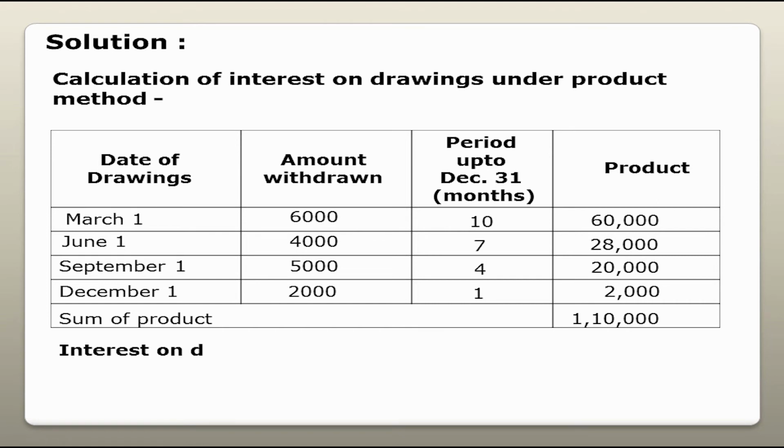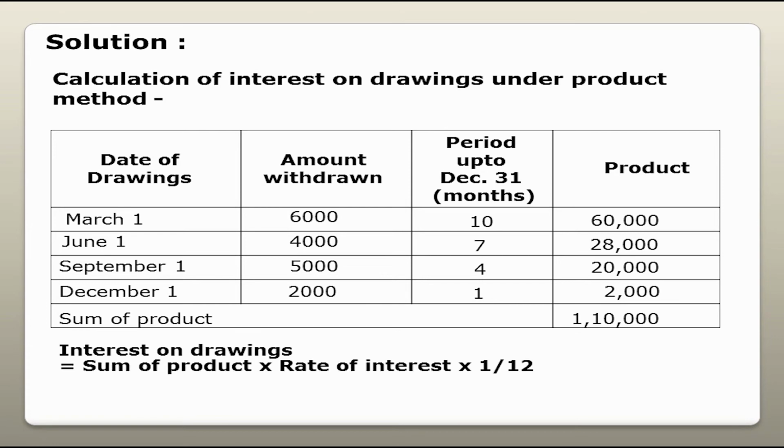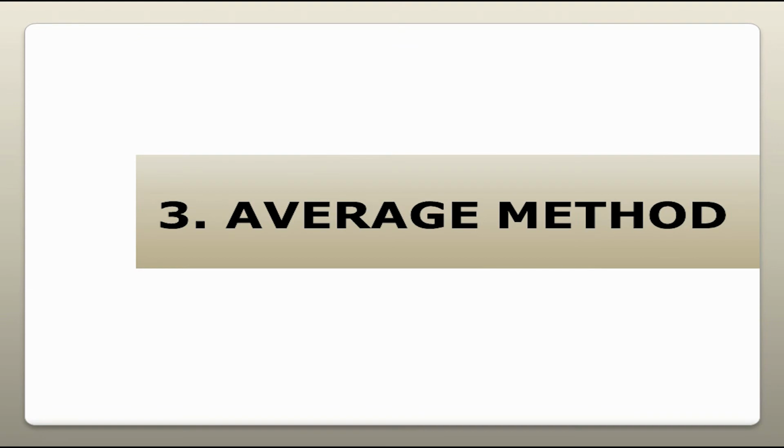1,10,000. Now we do the interest. Interest on drawings is equal to sum of product into rate of interest into 1 by 12. So the sum of the product is 1,10,000, rate of interest is 12% into 1 by 12, and we get the answer 1,100.